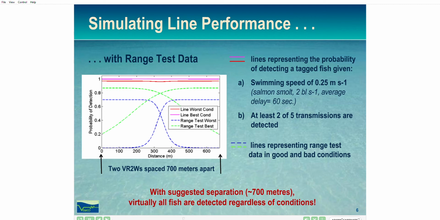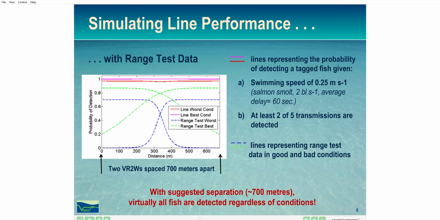In this example, we will use a fish length of 12 centimeters and a swimming speed of 25 centimeters per second. We assume a tag programming delay of 60 seconds, a VR2W detection radius of 350 meters, and tag detection probabilities indicated by the green and blue lines for good and poor conditions. Knowing these values, we can now go ahead and calculate the probability of detecting a passing fish at any point between the receivers in good and poor conditions. The outcome of the model is shown by the red and pink lines. The probability will range between 0 and 1.